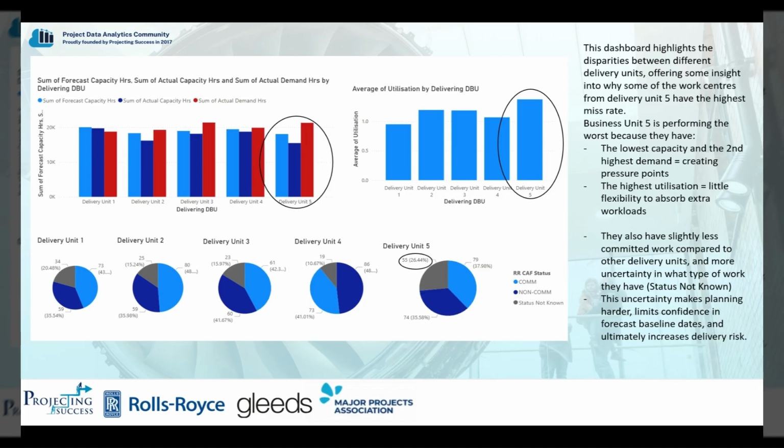They also have slightly less committed work compared to other delivery units and more uncertainty in what type of work they have, in status not known. This uncertainty makes planning harder, limits confidence in forecast baseline dates, and ultimately increases delivery risk.